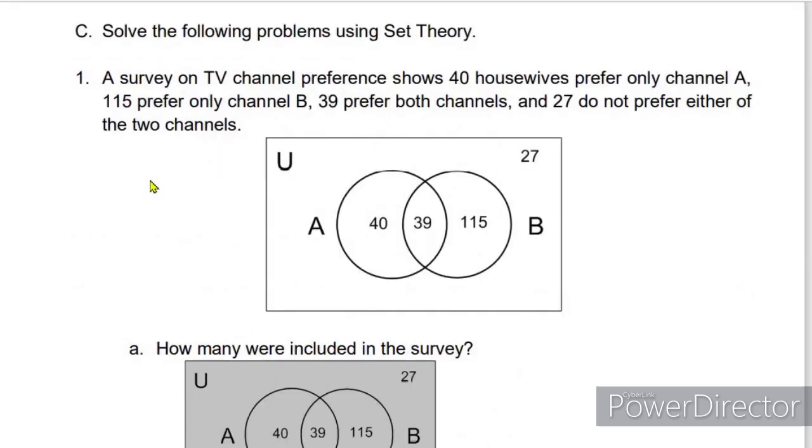So letter C, solve the following problems using set theory. Number 1, a survey on TV channel preferences shows 40 housewives prefer only channel A. So you will notice that in the Venn diagram, 40 is inside A, but not inside the intersection of A and B because it only prefers channel A. Next is 115 prefer only channel B. That's why in the Venn diagram, 115 is only inside set B. And 39 prefer both channels. That's why it is put here in the intersection of A and B. And 27 do not prefer either of the two channels, meaning this 27 here have no choice. They don't prefer either of the two channels.